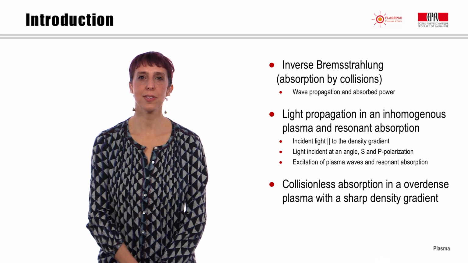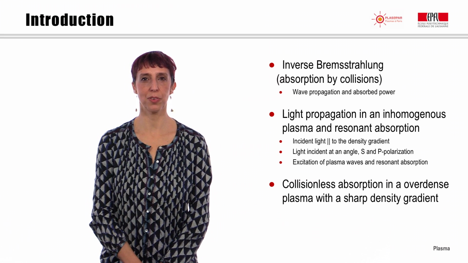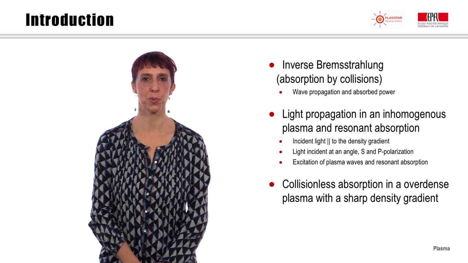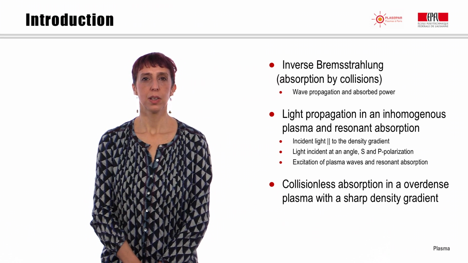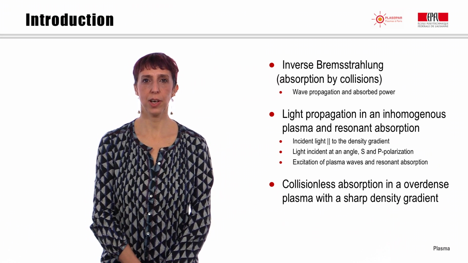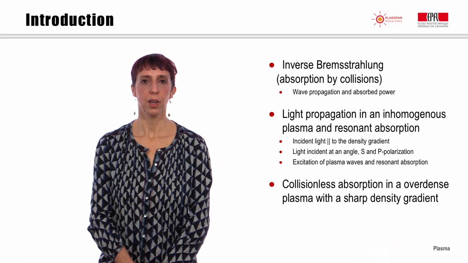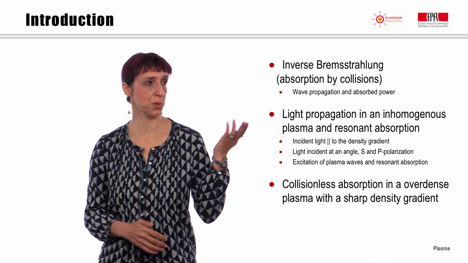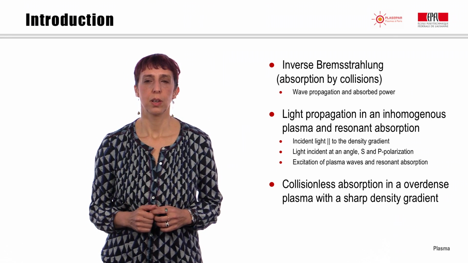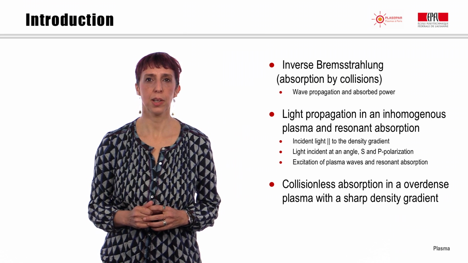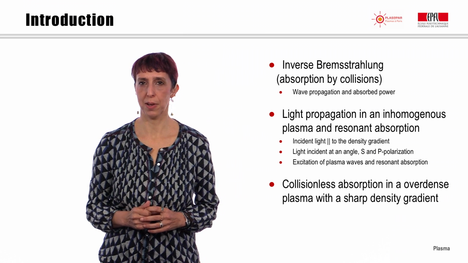Welcome! In this lecture, we are going to talk about different mechanisms for light absorption in a plasma. Thanks to these mechanisms, we can create a hot plasma starting from a gas or a solid target. The first that we will study is inverse Bremsstrahlung, or absorption by collisions. We will look at light propagation and absorbed power in a collisional plasma.